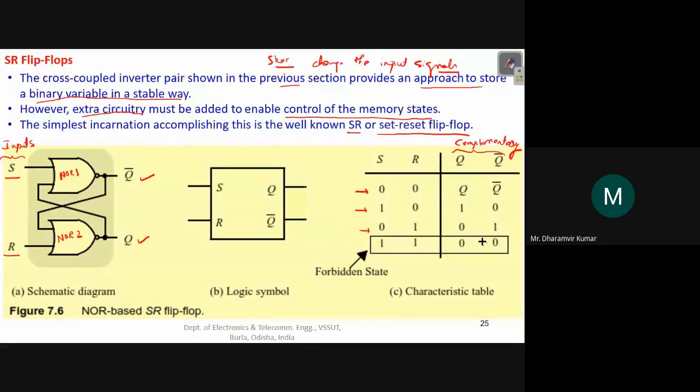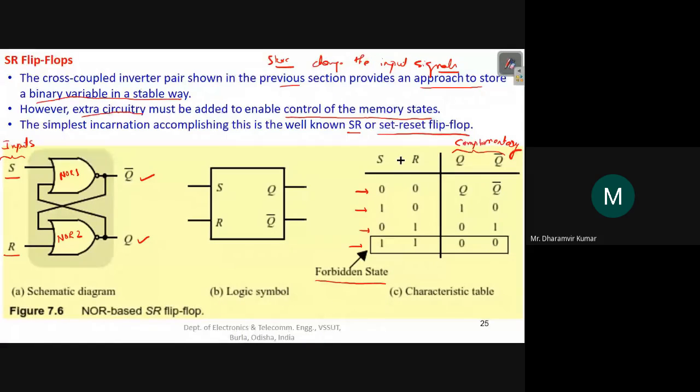This is fine. But the last state is a forbidden state in the case of the SR flip flop, in the sense that if you provide S and R both equal to 1, then you will find that Q and Q bar both become 0, which contradicts our assumption that Q and Q bar need to be complements of each other. Since these two values are not complementary, we do not use this. We say this fourth condition is a forbidden state that should be neglected, and should not be used when the SR flip flop is being used in a circuit.